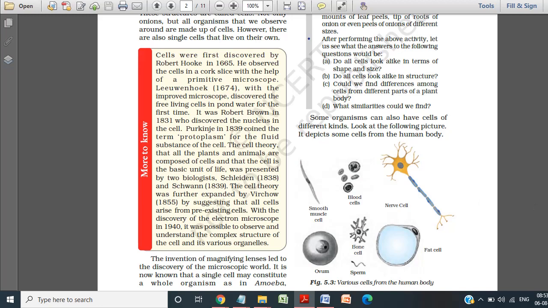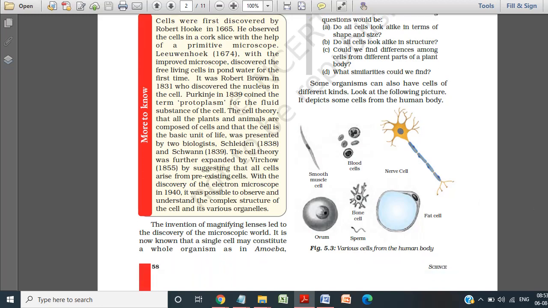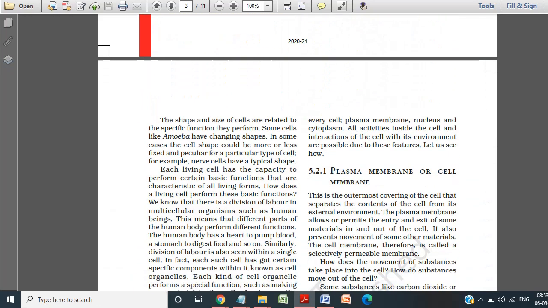So why is this so? We'll discuss it from here. The shape and size of a cell are related to the specific functions they perform. Depends on the functions they perform.